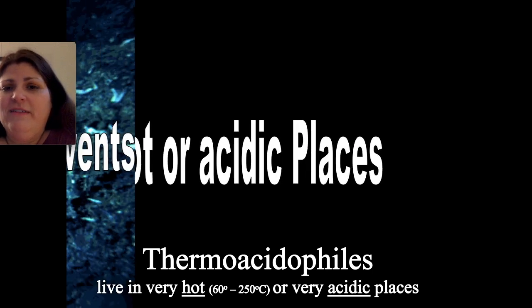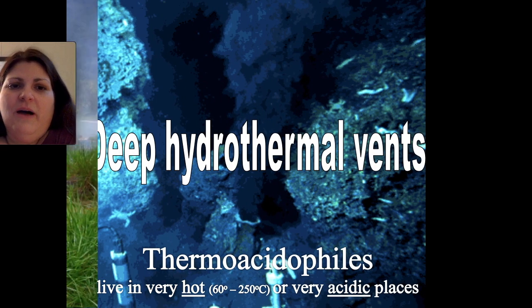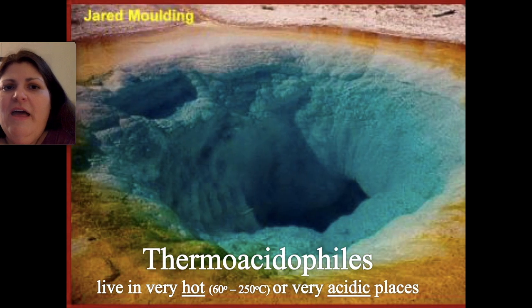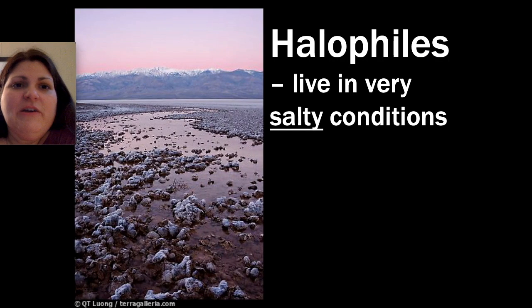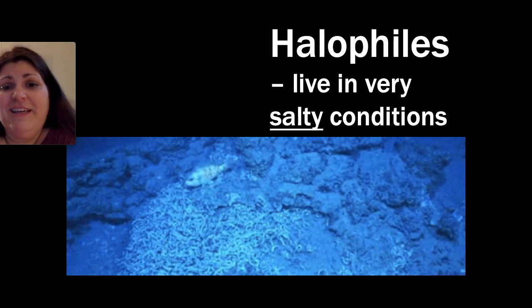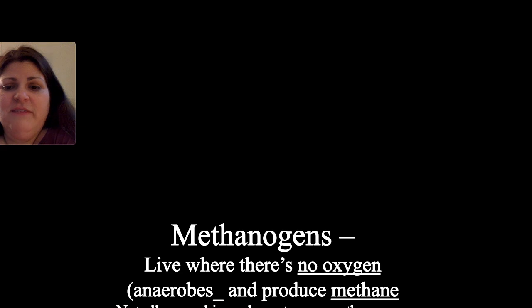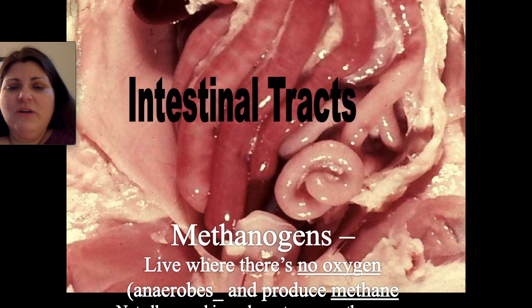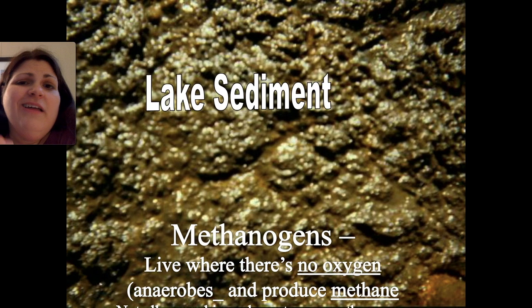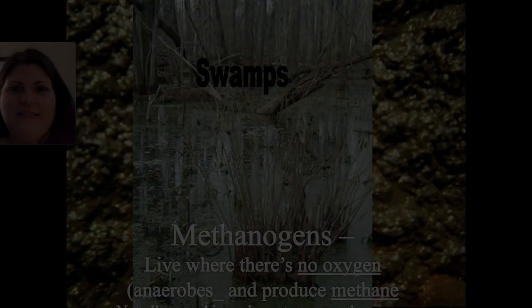The thermoacidophiles live in very hot, acidic places, so deep hydrothermal vents, sulfur pools, geothermal vents, etc. Then we have halophiles that live in very, very salty conditions. Normally, osmosis would make salty conditions too hard for most cells, but these are organisms that can survive in these incredibly salty environments. And then finally, methanogens live where there's very, very little oxygen. So inside of intestinal tracts, in cows, and frankly even humans, they live in the really stinky lake sediment and swamps and things like that.